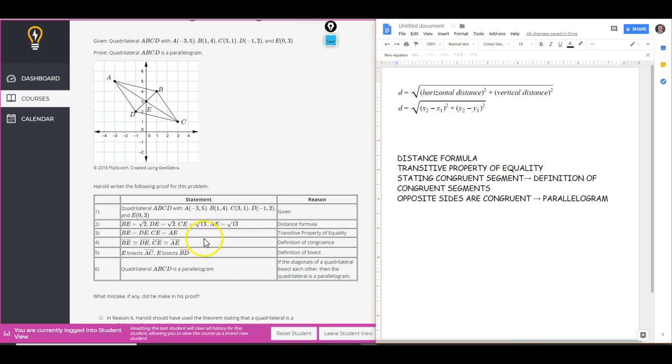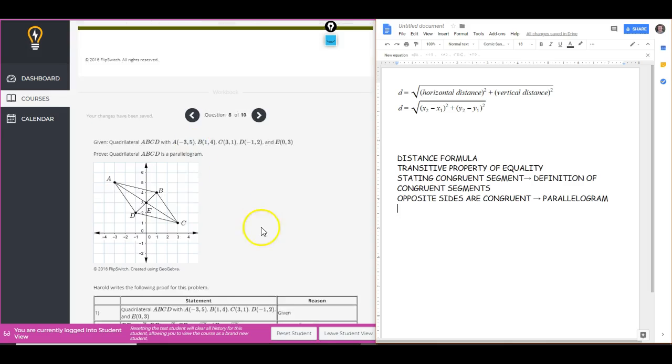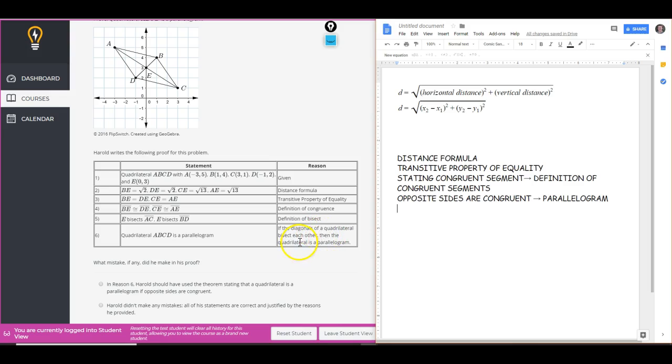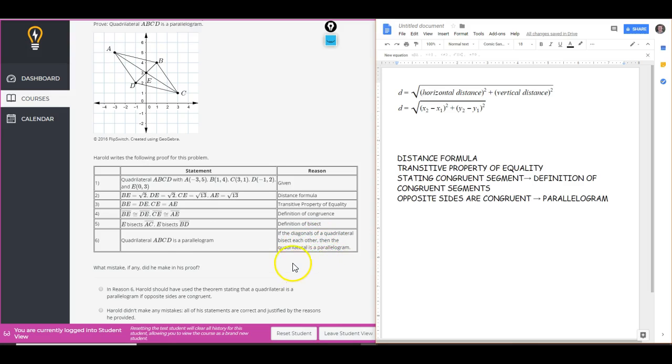So this is his proof, and what mistake, if any, did he make in this proof? The first thing that I'm noticing is in his picture he has diagonals from A to C and from B to D. I'm looking through his reasons given: distance formula, transitive property, definition of congruence, definition of bisect. If the diagonals of a quadrilateral bisect each other, then the quadrilateral is a parallelogram. My first question to myself is, is that true?